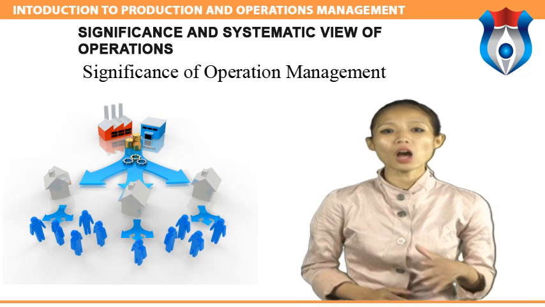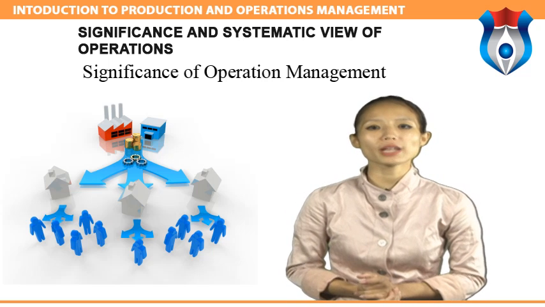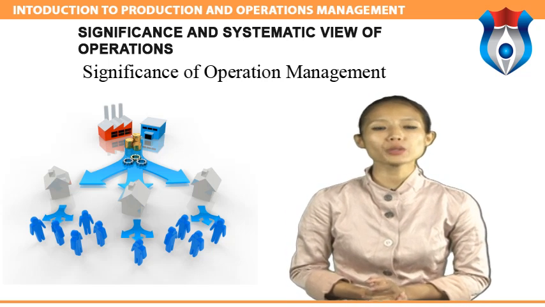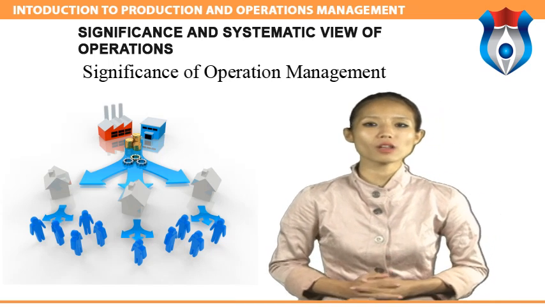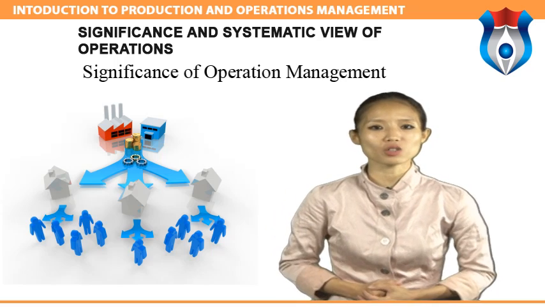Let's now look at how to improve productivity. Productivity, the ratio of output to input, is a measure of a manager's or an employee's efficiency in using the organization's scarce resources to produce goods and services. The higher the numerical value of this ratio, the greater the efficiency.